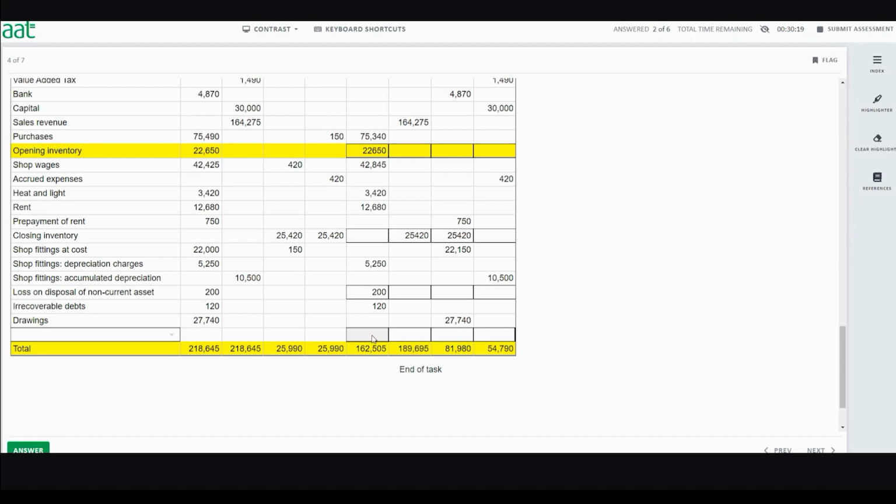Okay, so what we're actually looking for is 27190. Okay, so that should equal that then. Yeah, and then 27190 in the statement of financial position. Okay, so you can see now all the bottom columns now equal each other. So you've got your statement of financial position, your P&L, your adjustment, your trial balance.